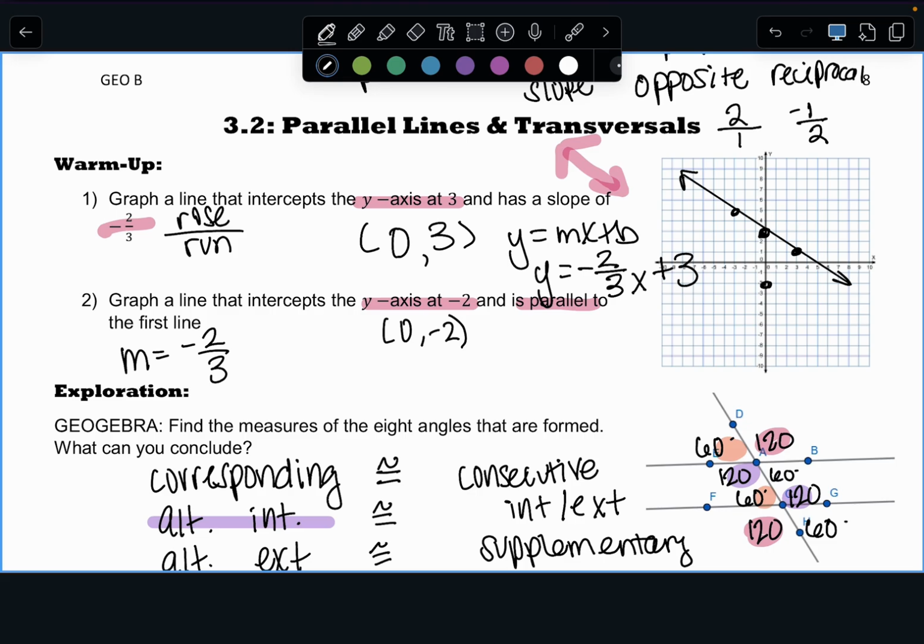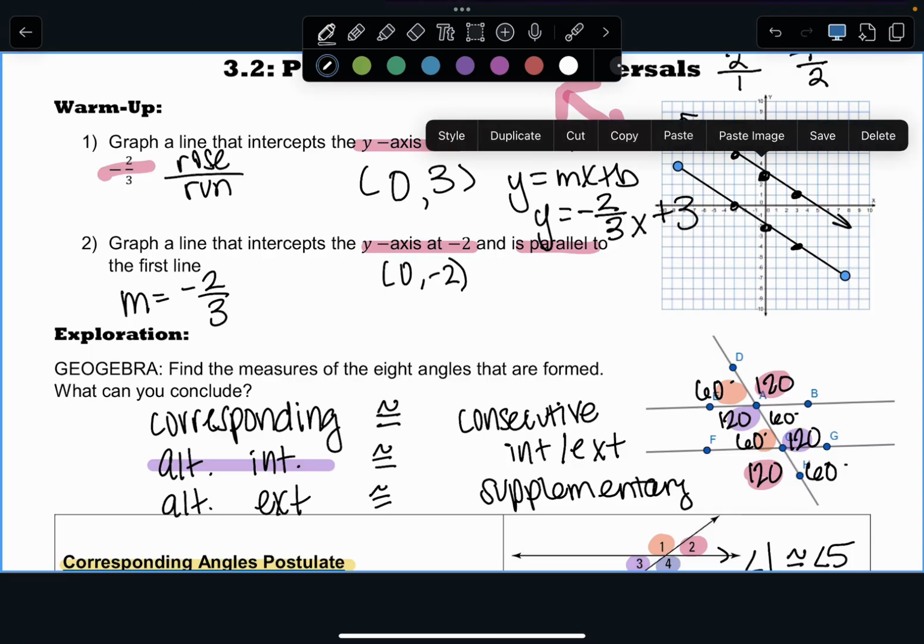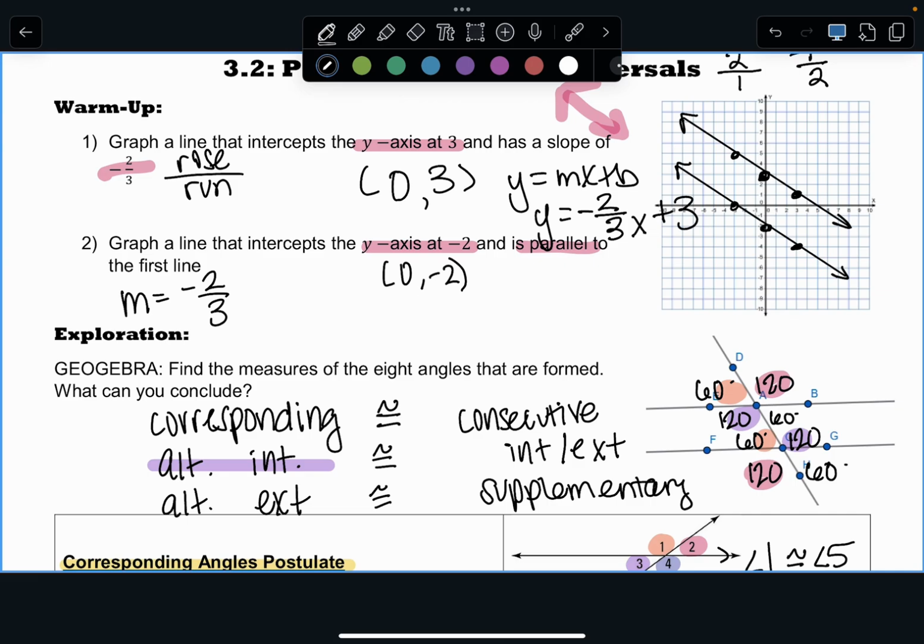And this also relates back to our theorem. Through this point, that's not on this line, there's only one line that we can draw that's parallel to this line. We're about to draw it, and it's the only one we could draw. So we draw it by using the same slope. Down 2 to the right 3, or up 2 to the left 3. And then we connect our dots, our points. And if I wanted to write an equation for this line, y is equal to negative 2/3 x. What goes on the end? Minus 2. Very good.